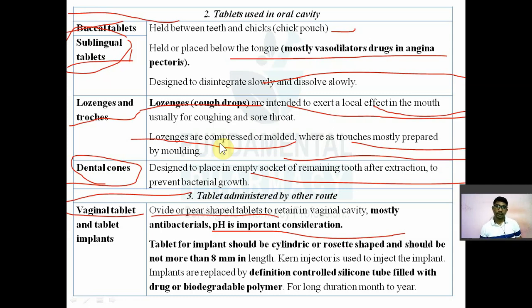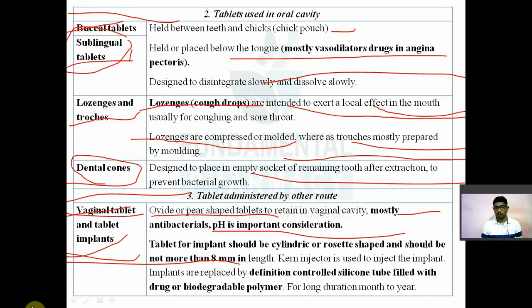Then again, tablet implants, the next one is tablet implants. इसका अपने मार्केट में बहुत सारे टैबलेट अवेलेबल है। कैंडिड टैबलेट्स, so Candid tablet, Candid V6 tablet is an example of vaginal tablet. Then implants, these are again tablets, cylindrical in nature or rosette shaped, and they are very small in size, not more than 8 mm. They are meant to be placed below the skin, okay.